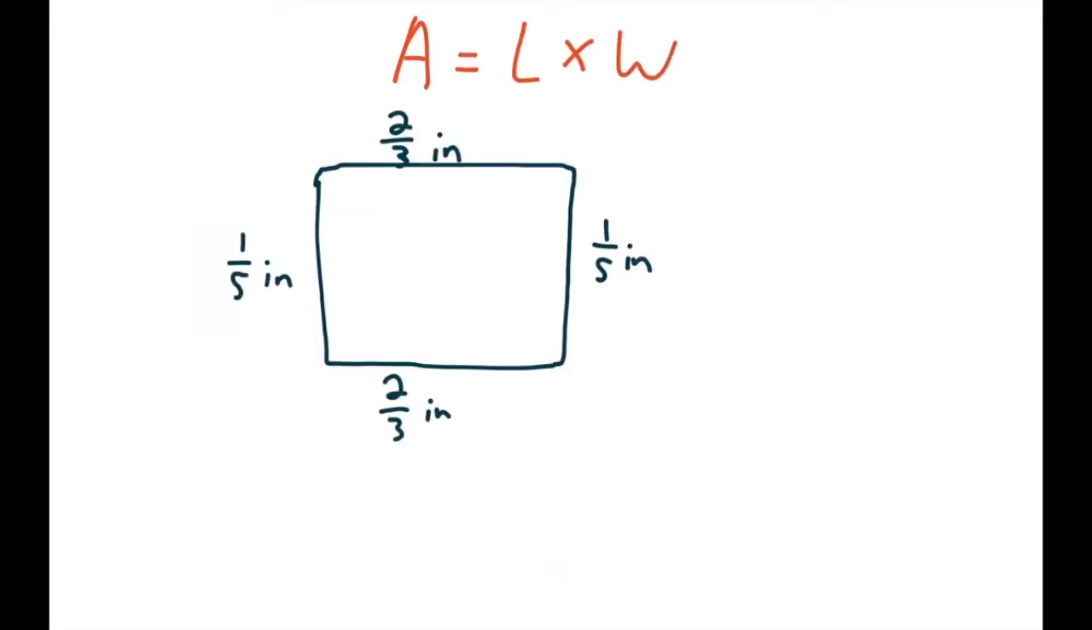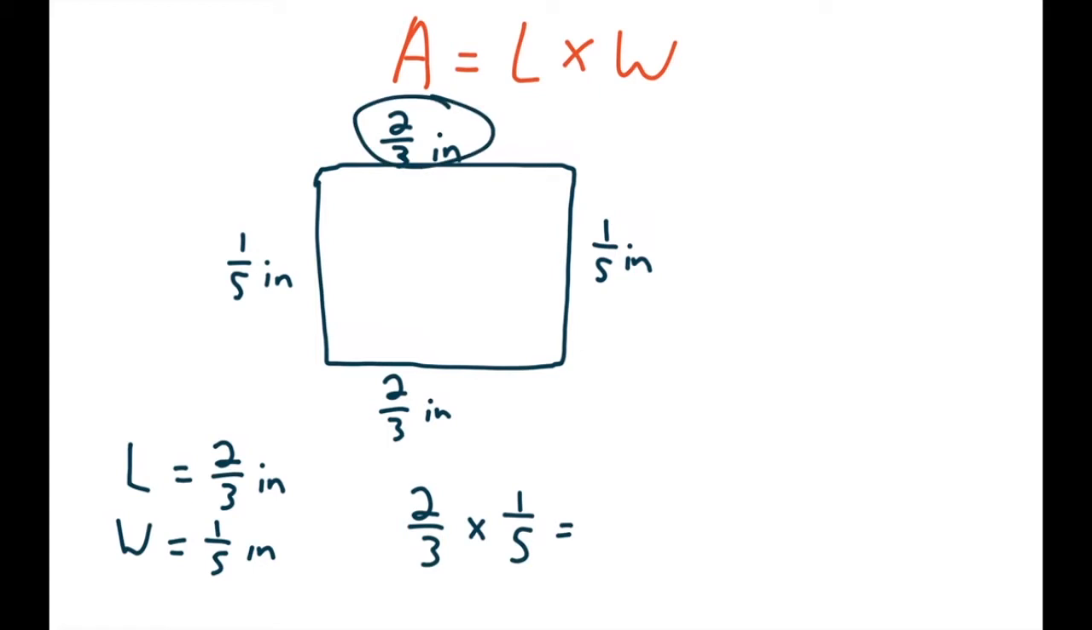Area works the same way even if the length and the width of my rectangle or square are fractions. We use the same formula, area equals length times width. Looking at this rectangle, I see that my length, or how long the side is, is 2/3 of an inch long, and the width, how wide it is, is 1/5 of an inch long. To find the area, I need to multiply length times width. So 2/3, which is the length, times 1/5, which is the width, gets me 2 times 1 up top to get 2, and 3 times 5 on the bottom to get 15. To get an area of 2/15 square inches.